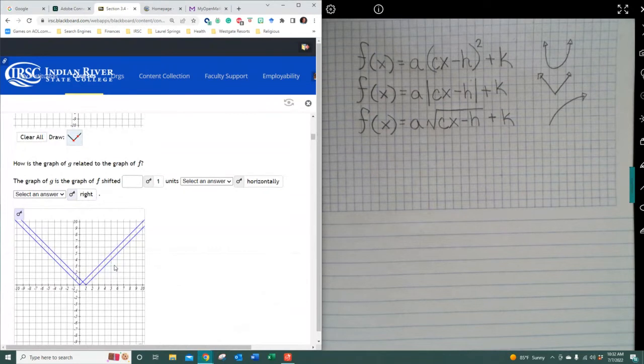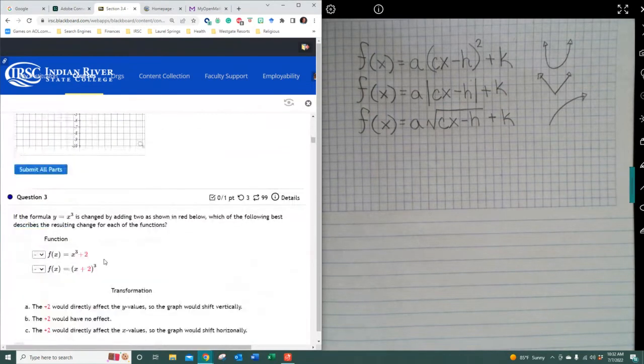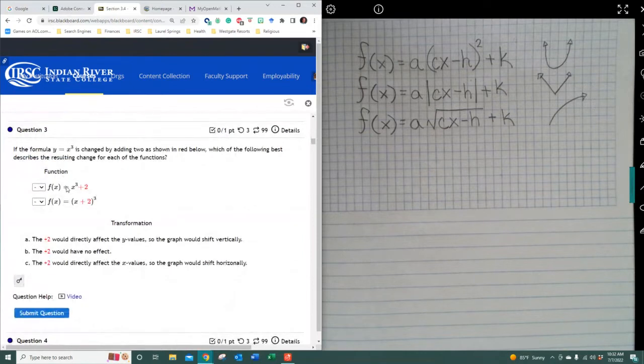Oh, there it goes, finally. All right, so it shifted. Now, this is right here saying this is going to be vertical, where this is going to be horizontal. So this is going two units up. All right, so two units up. That's what it does, vertically shift.